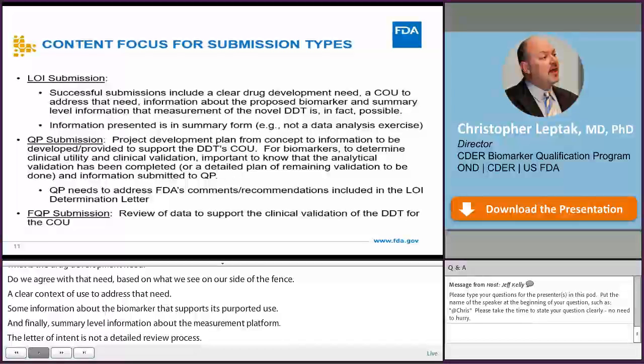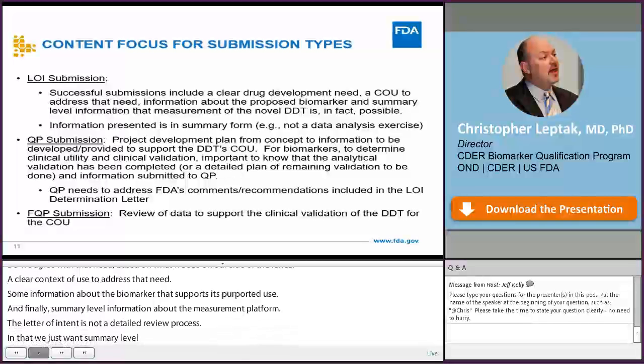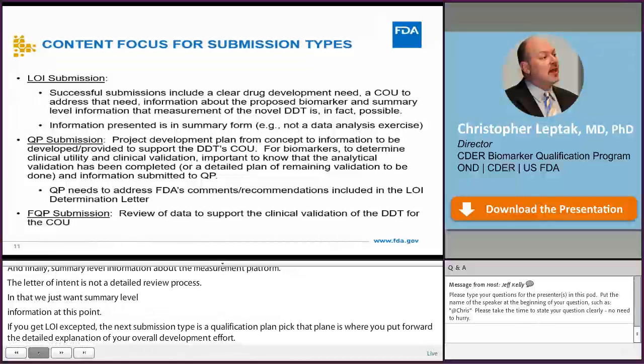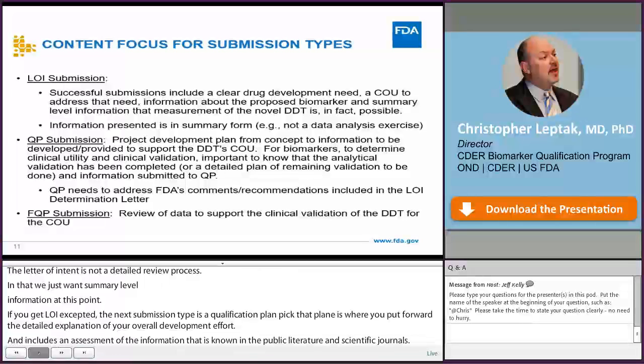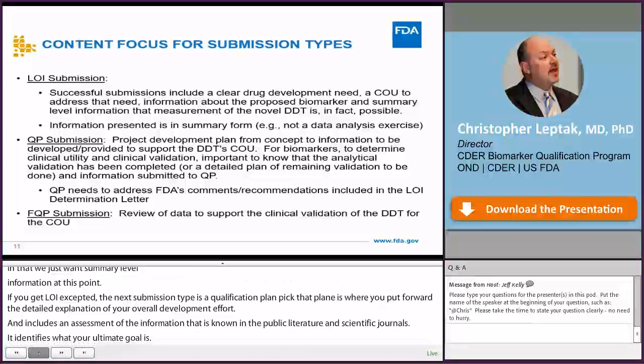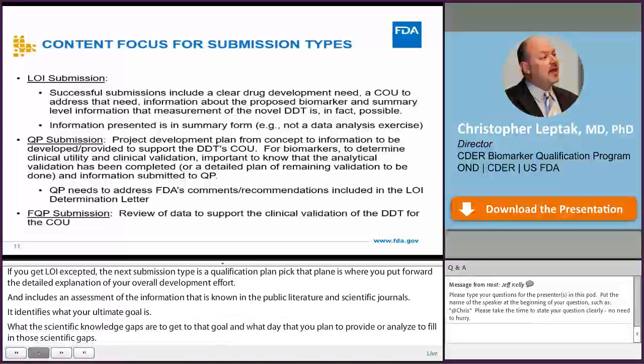And that plan is where you really put forward the detailed explanation of your overall development effort. It includes an assessment of the information that's known out in the public literature and in scientific journals. It identifies what your ultimate goal is, what the scientific knowledge gaps are to get to that goal, and what data you plan to provide or analyze to fill in those scientific gaps. It includes detailed information for analytic validation to the extent that it's known around the analytical performance characteristics.